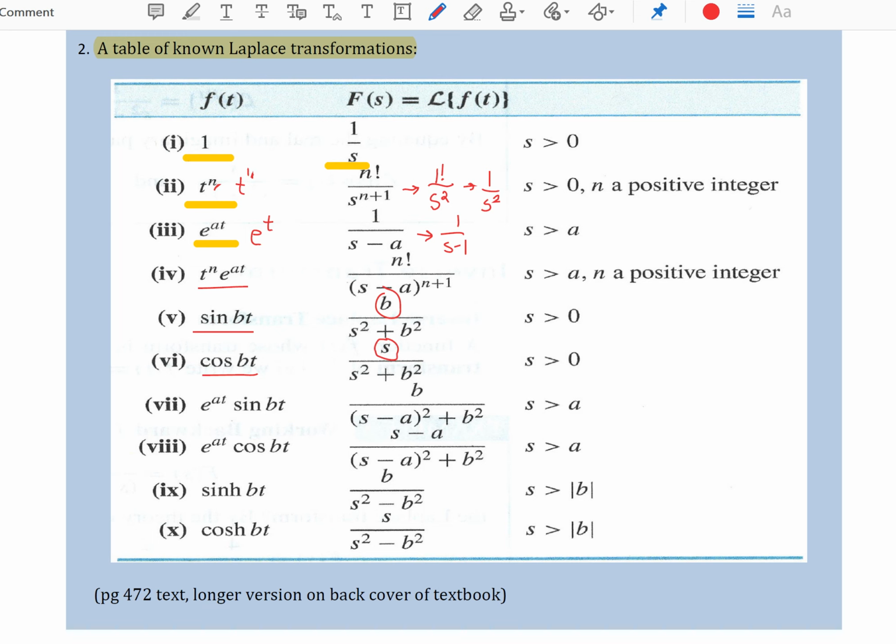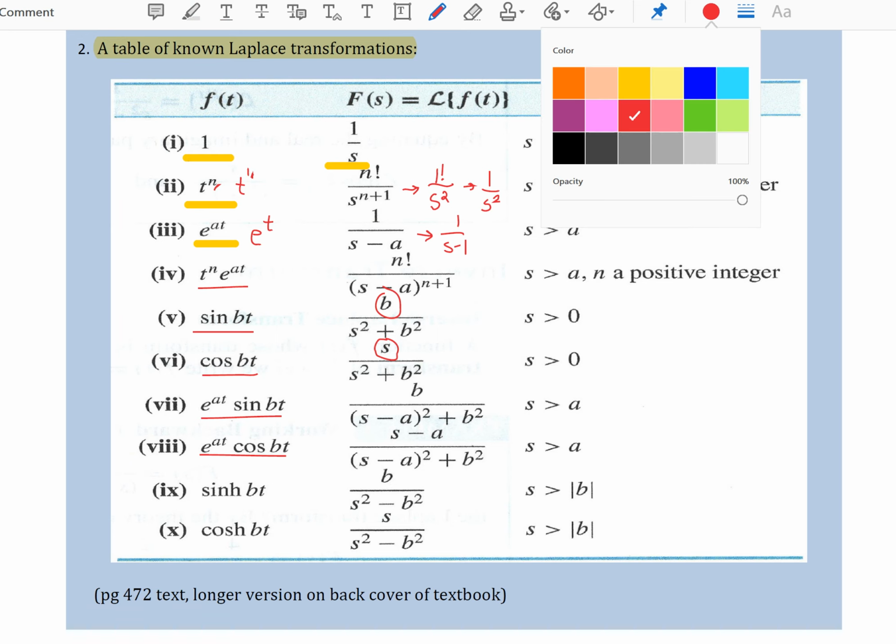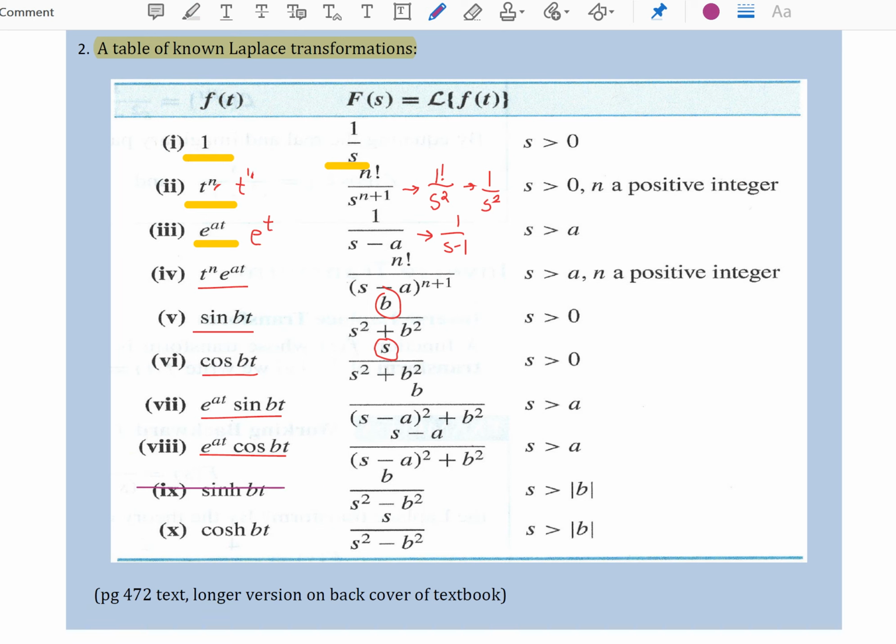Then there are Laplaces of products of exponentials times trig functions, and Laplaces of hyperbolic trig functions. And for our class, I'm going to let you know that you can omit these. We are not going to be looking at the Laplace of hyperbolic trig functions. So these ones you can exclude from your study materials.